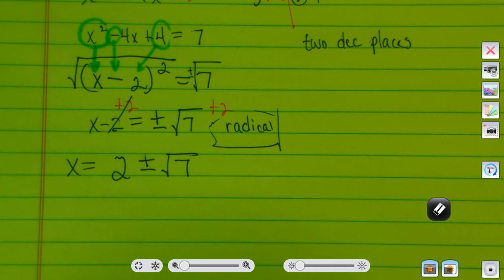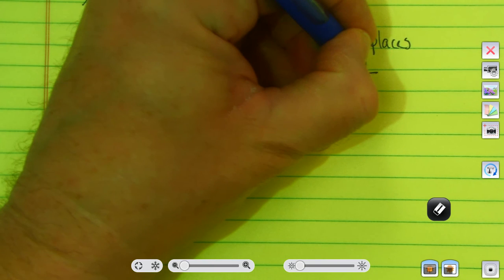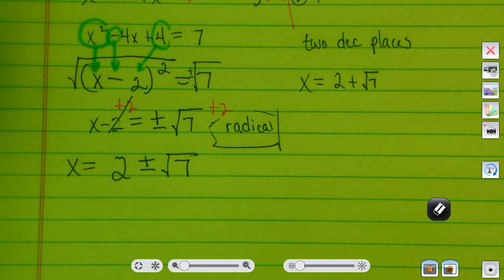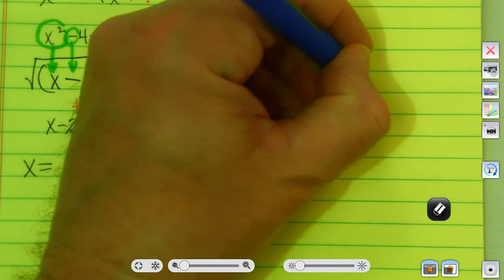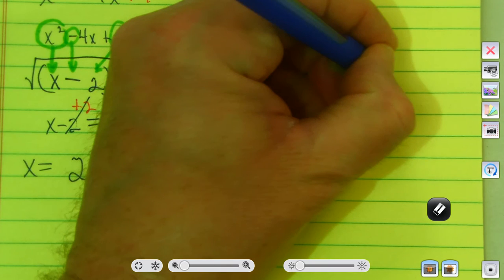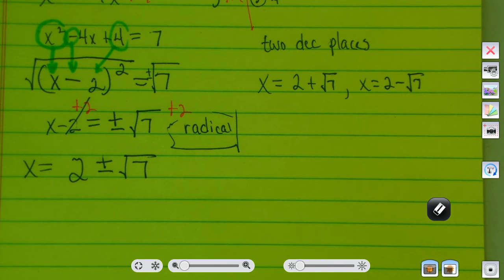And so the way I would do that is, well, x is equal to 2 plus radical 7, or x is equal to 2 minus radical 7. That's the plus or minus radical 7 part. Now, I don't know what radical 7 is to decimal place, so I'll really need to resort to a calculator. This is one of the times that you really need a calculator.